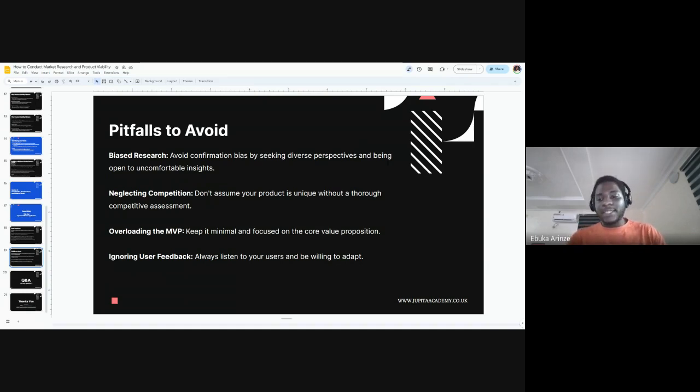Ignoring user feedback. There's a reason why they are users. They're the ones using the product. They're the ones the product is built for. You should not ignore their feedback. Whatever you're doing, you ask for feedback. And those feedbacks, you take them, you listen to them, you analyze them.